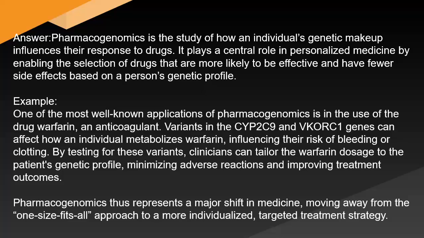Example: one of the most well-known applications of pharmacogenomics is in the use of the drug warfarin, an anticoagulant. Variants in the SLCO1B1 and VKORC1 genes can affect how an individual metabolizes warfarin, influencing their risk of bleeding or clotting. By testing for these variants, clinicians can tailor the warfarin dosage to the patient's genetic profile, minimizing adverse reactions and improving treatment outcomes. Pharmacogenomics thus represents a major shift in medicine, moving away from the one-size-fits-all approach to a more individualized, targeted treatment strategy.